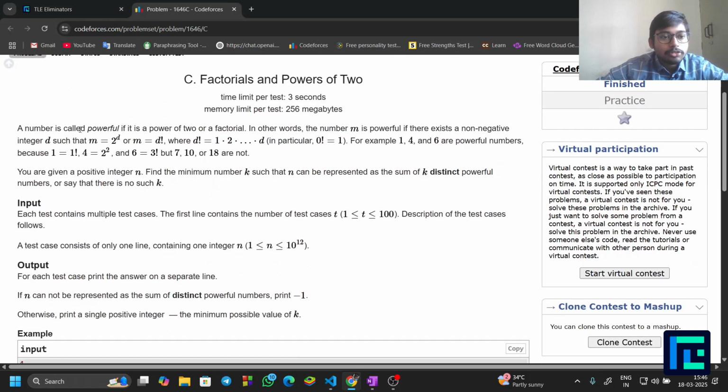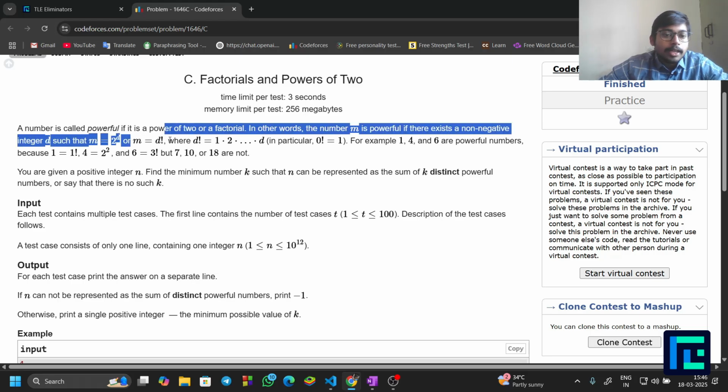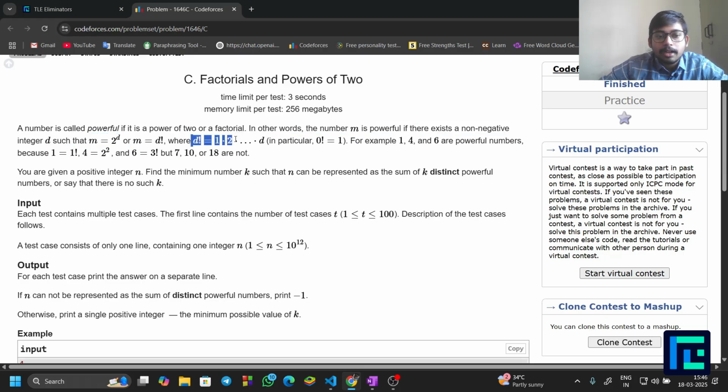It states that a number is called powerful if it is a power of 2 or a factorial. In other words, a number m is powerful if there exists a non-negative integer d such that m is either 2 to the power d or m is d factorial. You know what d factorial is: it's the product from 1 to d. For example, 1, 4, 6 are powerful numbers because 1 is the factorial of 1, 4 is 2 to the power 2, and 6 is 3 factorial. But 7, 10, 18 cannot be represented either as a power of 2 or a factorial, so they are not powerful numbers.